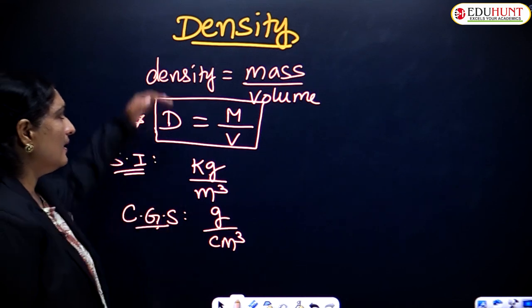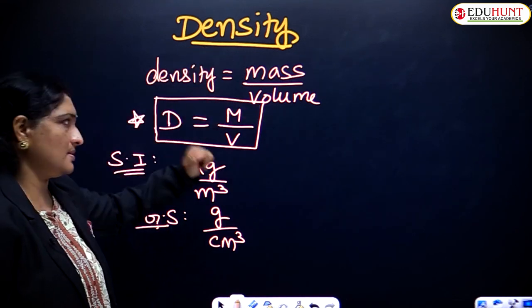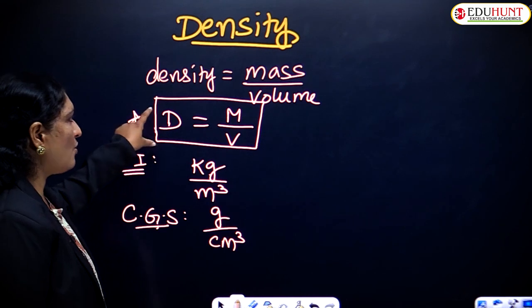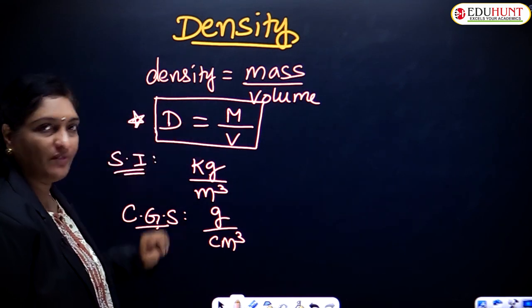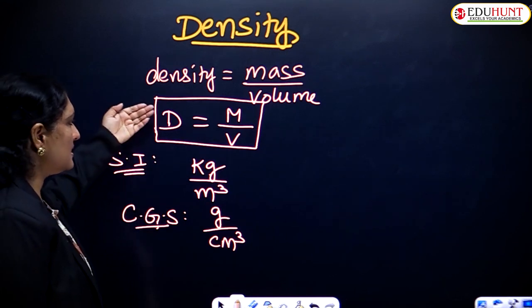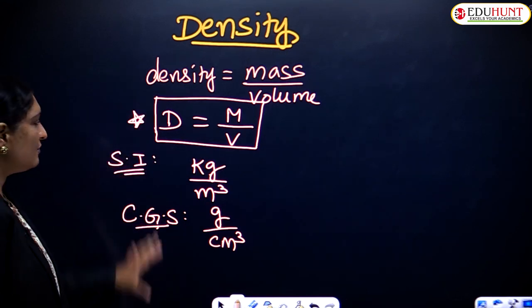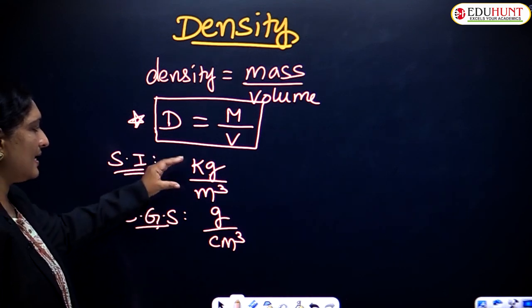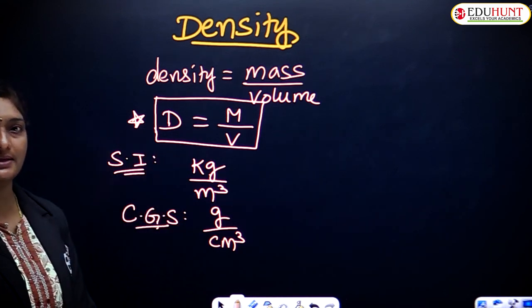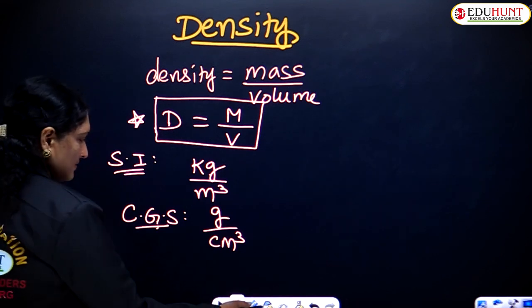So, I repeat, density is defined as the mass per unit volume of a substance. Mathematical formula: D equals M by V. SI units: kg per meter cube. CGS units: gram per centimeter cube. If you would like to get the relation between kg per meter cube and gram per centimeter cube, let us try to find it out.